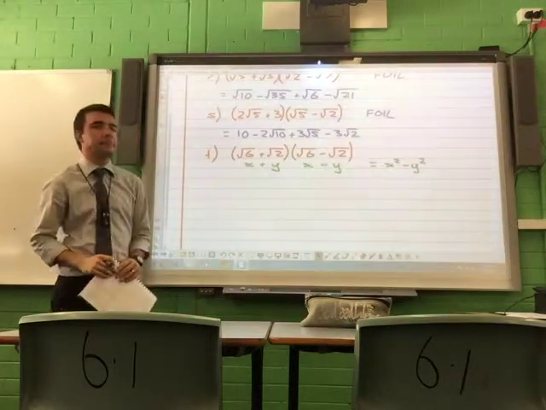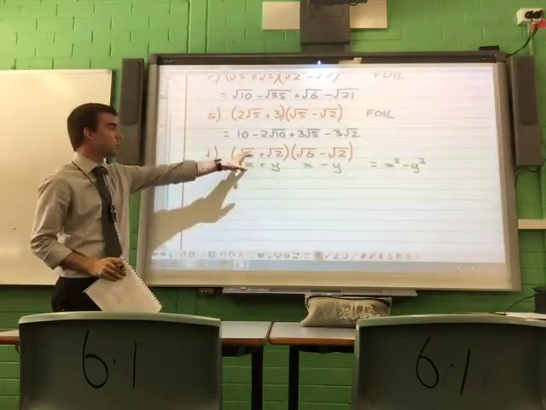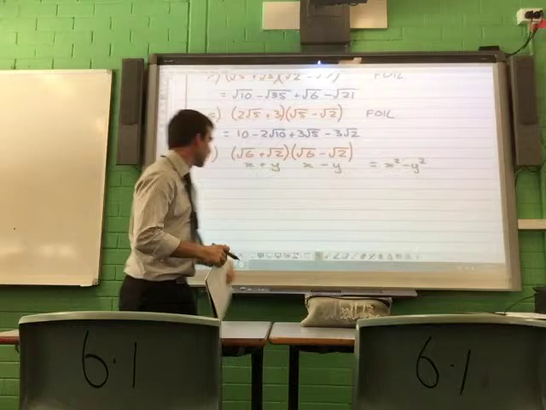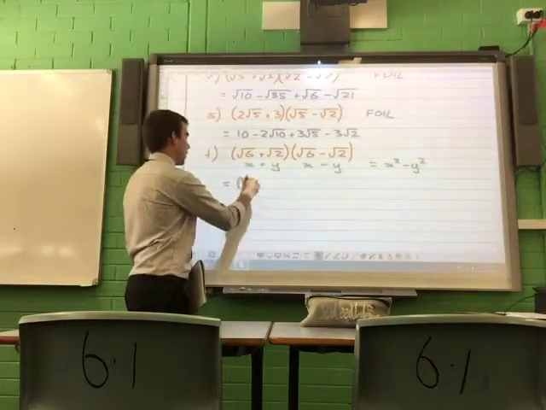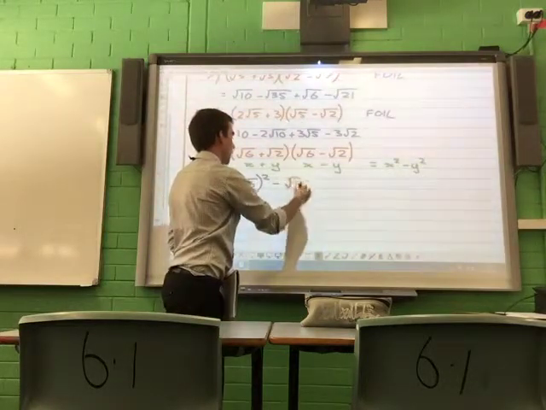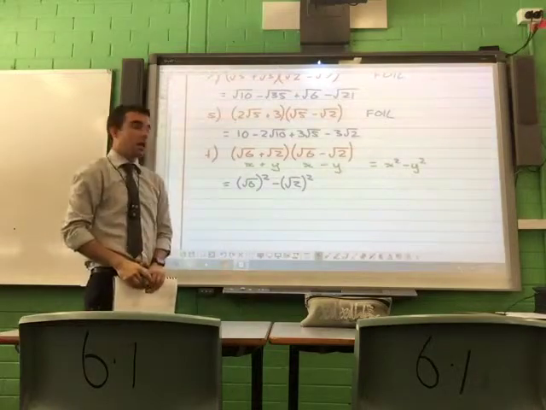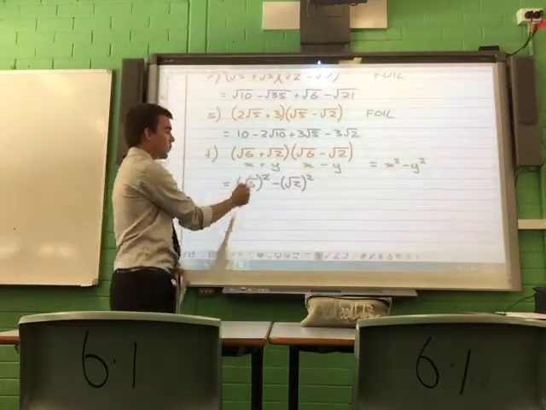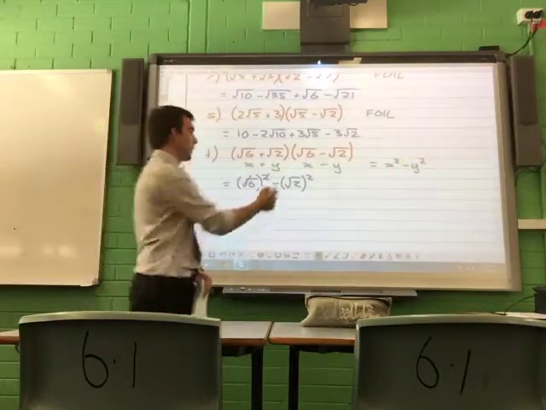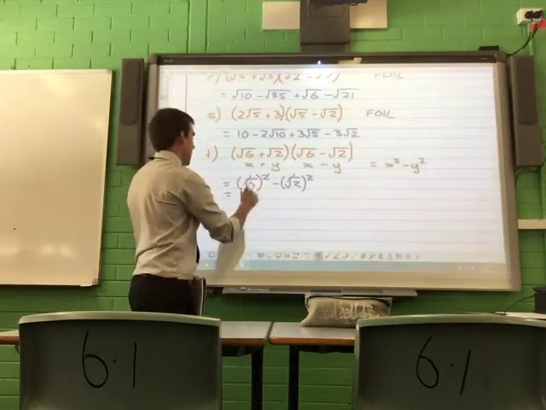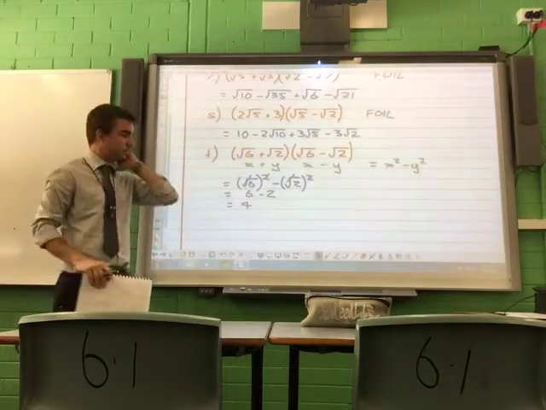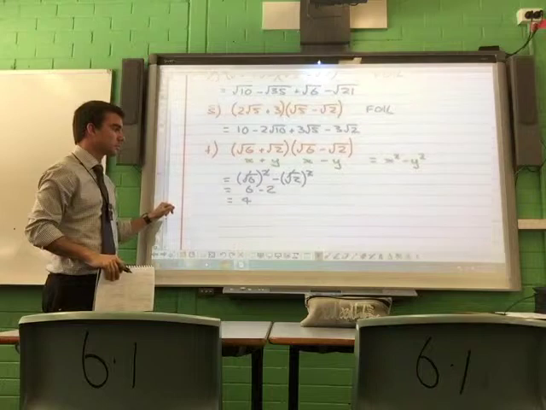Same sort of thing here. x is root 6, so root 6 squared. Take away y, which is root 2, and we square that. Right, so the square and the root cancel. If we put that in index form, we have half times 2 is 1. And again, the same thing here. 6 take away 2, and this will simplify down to 4.